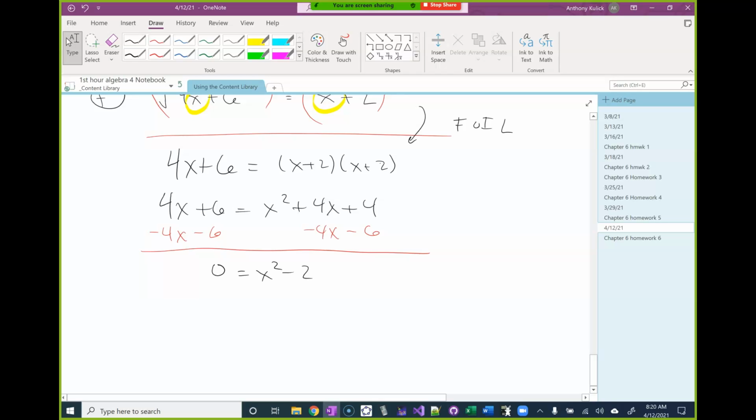Everybody's still okay? Now, to solve this quadratic equation, we have three methods that we typically use. We can solve by factoring, we can solve using the quadratic formula, or we can solve directly. In this case, which one of those three is going to be the easiest?